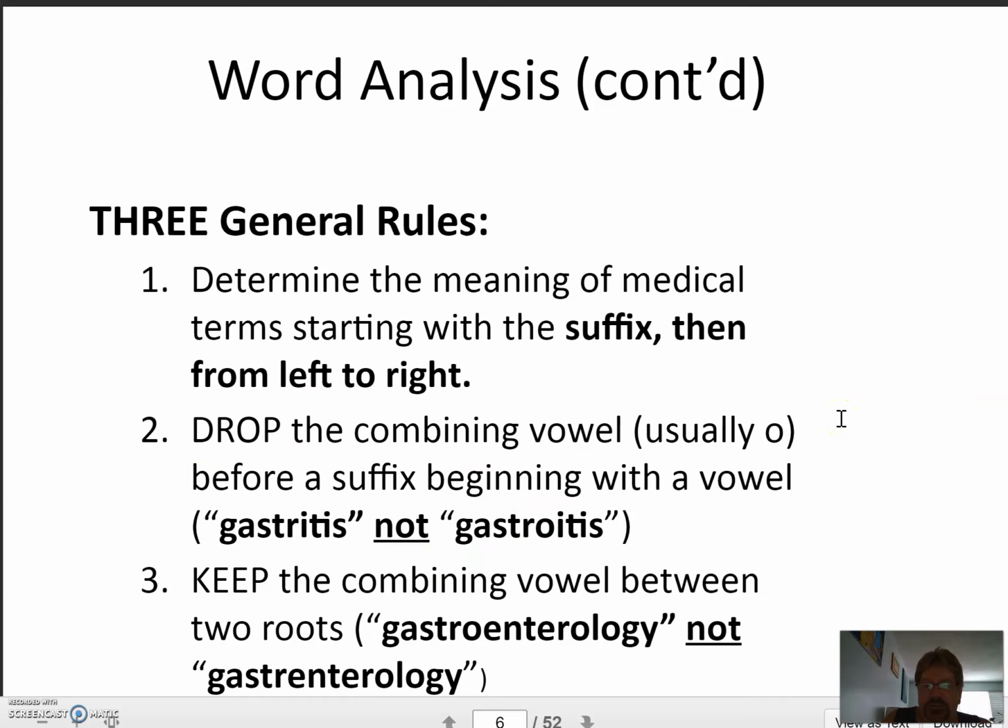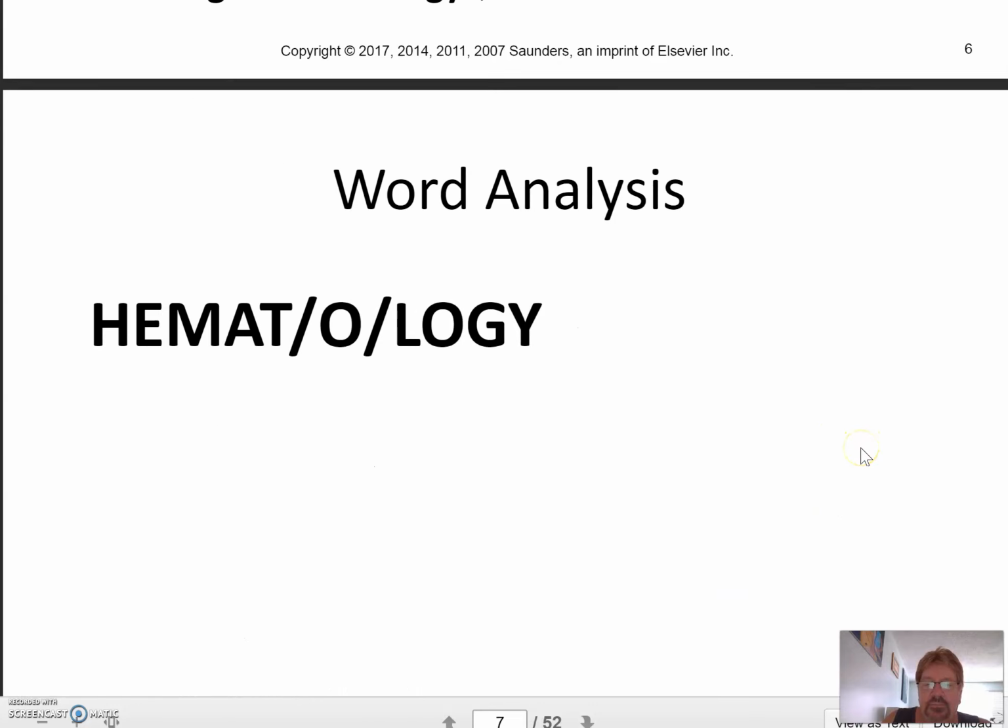Keep the combining vowel between 2 roots. Gastroenterology, not gastroenterology. So you keep the combining vowel between 2 roots. Gastro is a root, entero is a root. A gastroenterologist, guys, is a doctor that works with intestinal and digestive problems. Okay, let's look at it.